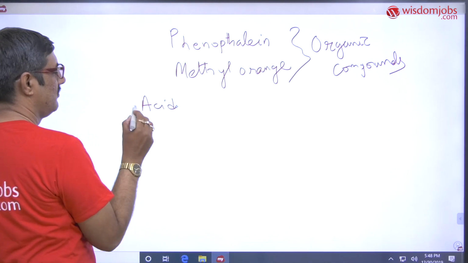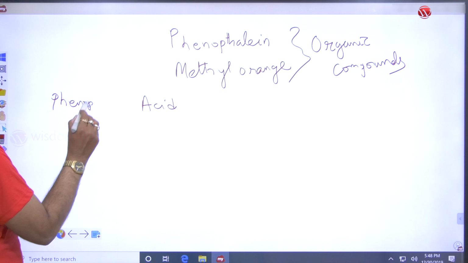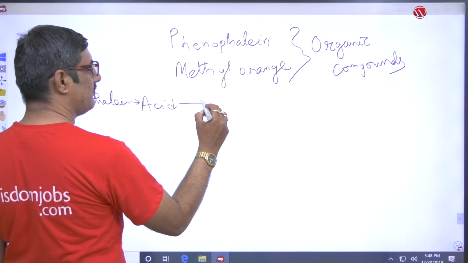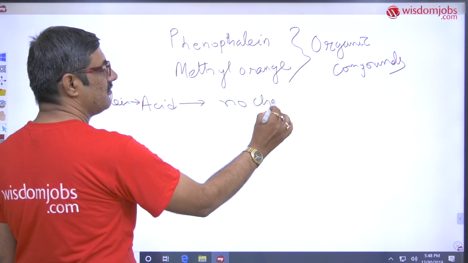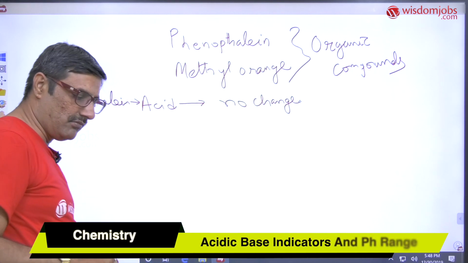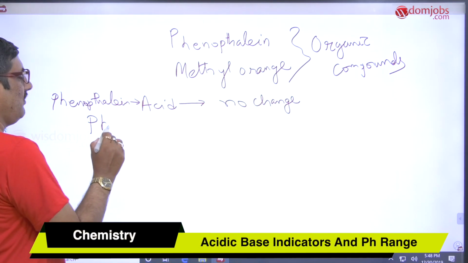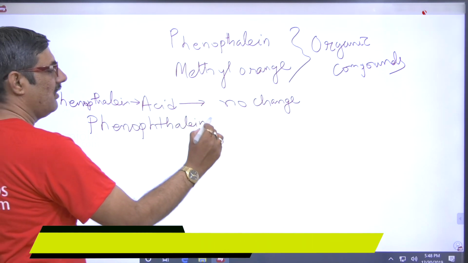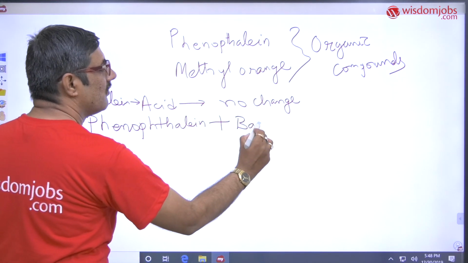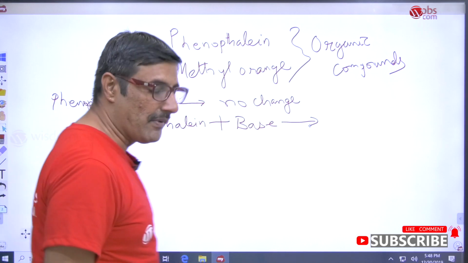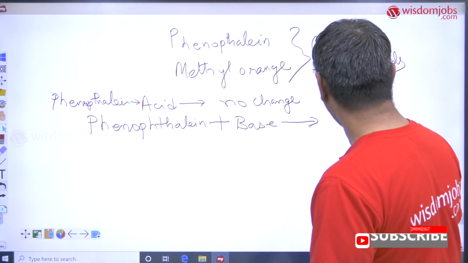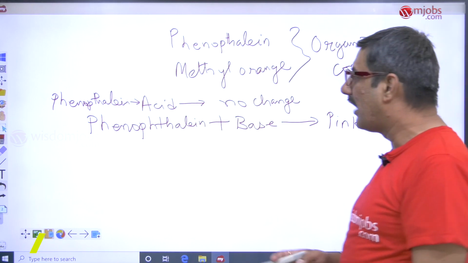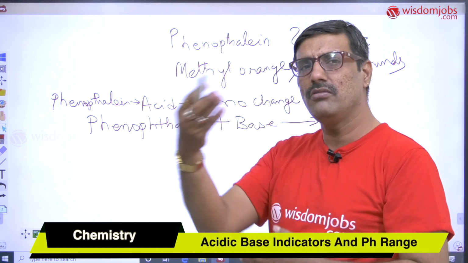Now what happens if I put phenolphthalein in an acid? If I add phenolphthalein to an acid, there is no change. Now if I add the same phenolphthalein to a base, what happens? It will definitely give a pink coloration. The resultant solution after adding phenolphthalein to a base will turn pink.